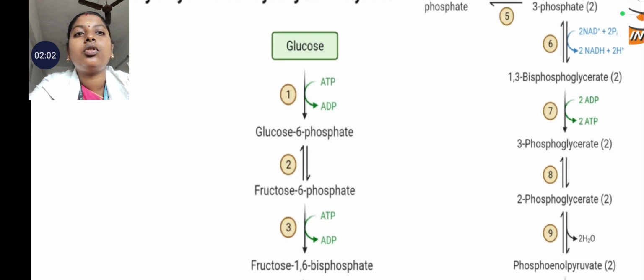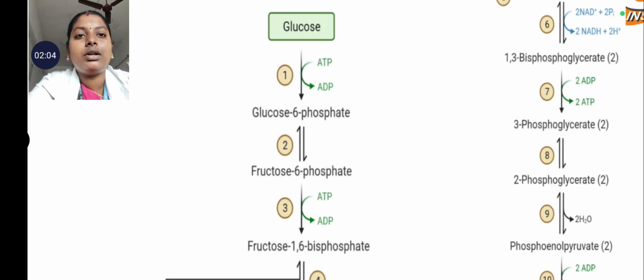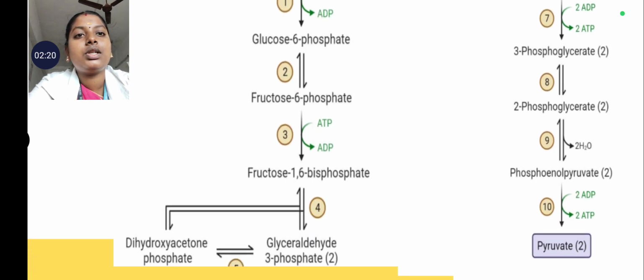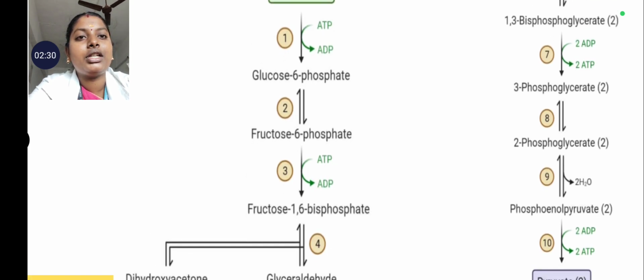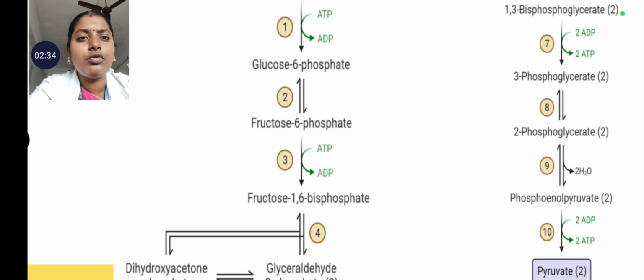So glucose is converted into glucose 6-phosphate with the help of enzymes. I will tell you about the enzymes later. Glucose is converted into glucose 6-phosphate where energy is invested, that is ATP is converted to ADP, and glucose 6-phosphate is converted into fructose 6-phosphate, and here also another ATP is converted into ADP. So in reactions 1 and 3, energy is invested, that is ATP is used to form ADP.